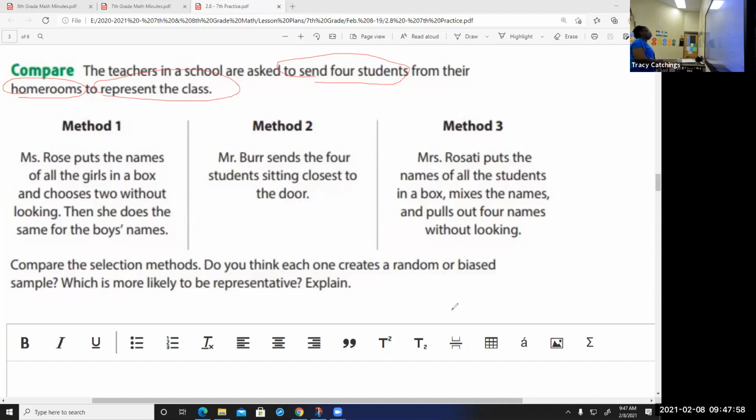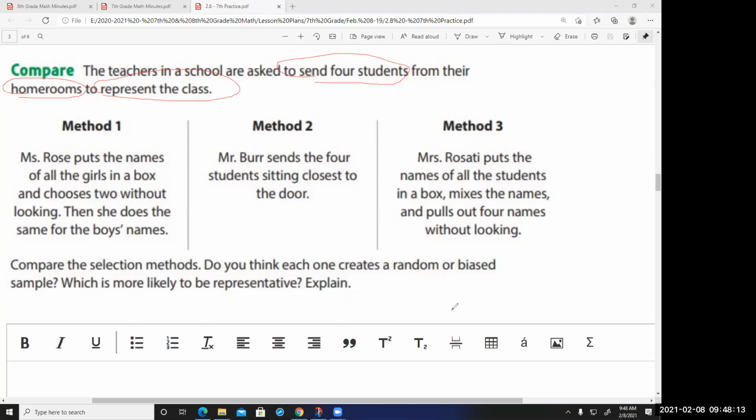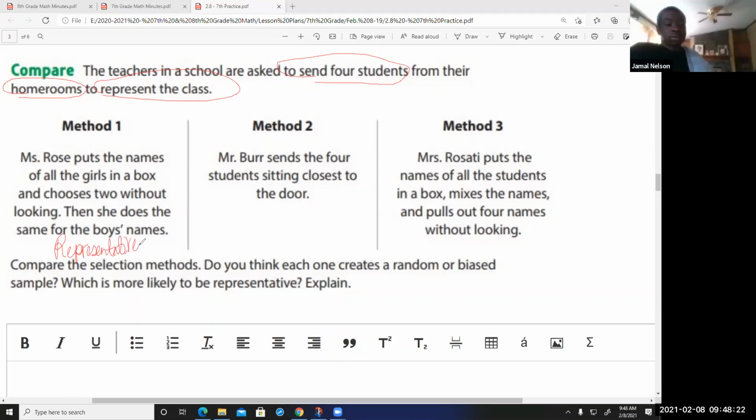What about method 1? Ms. Rose put all the girls in a box, pulled out 2 names. She did all the boys and pulled out 2 names. Would you say that's a representative sample or would that be biased sample? Representative. Why would you say representative? Because she used both boy and girl. She did both of them. Good job. She did it for the girls and then she did it for the boys. It would be biased if she only did it for the girls.